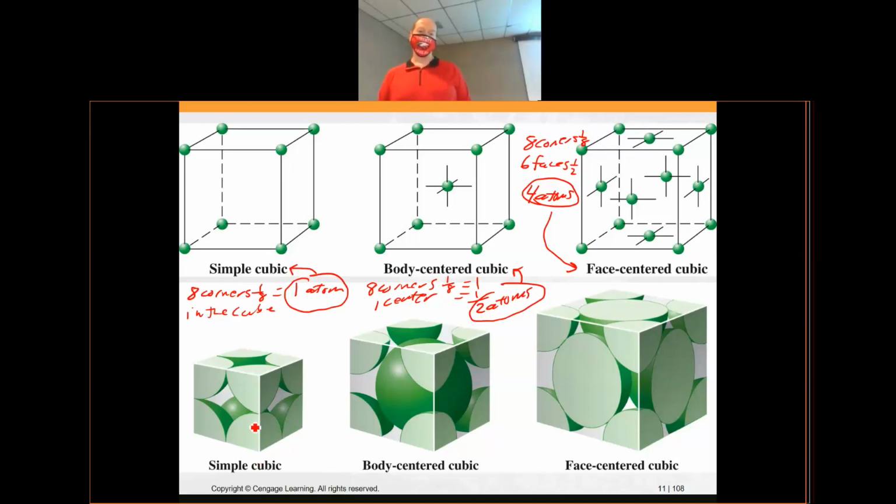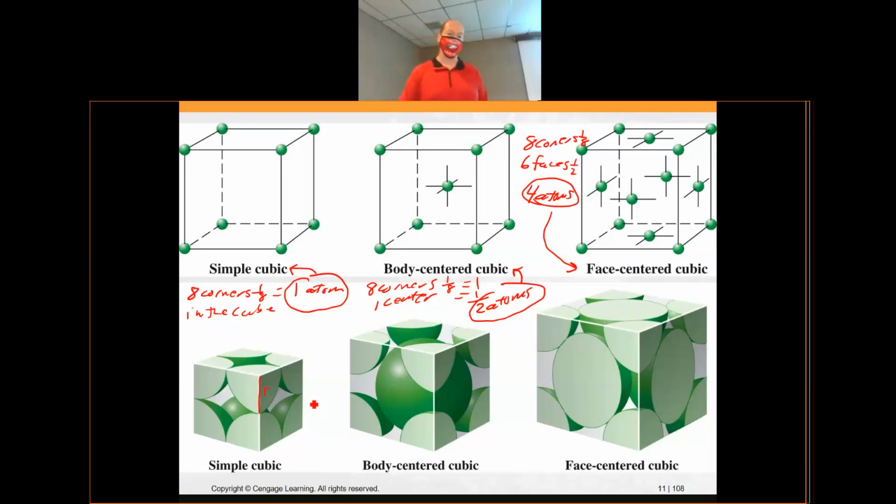You're going to be given an equation to find the radius of the sphere. All right, but you're going to be given 3 of them. So you have to know which one goes for the simple, which one goes for the body-centered, and which one goes for the face-centered.